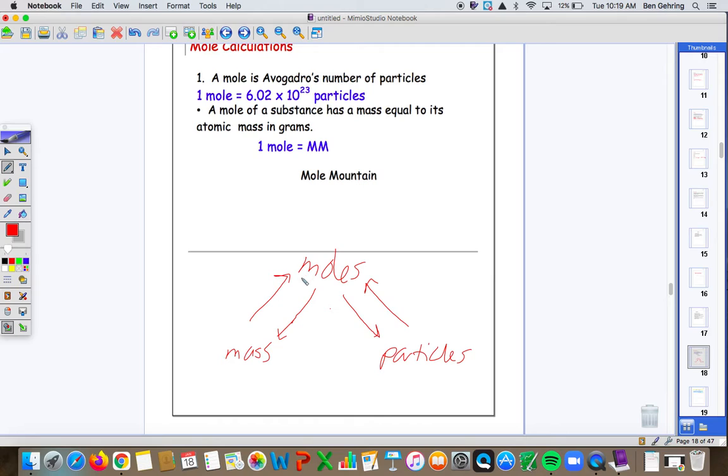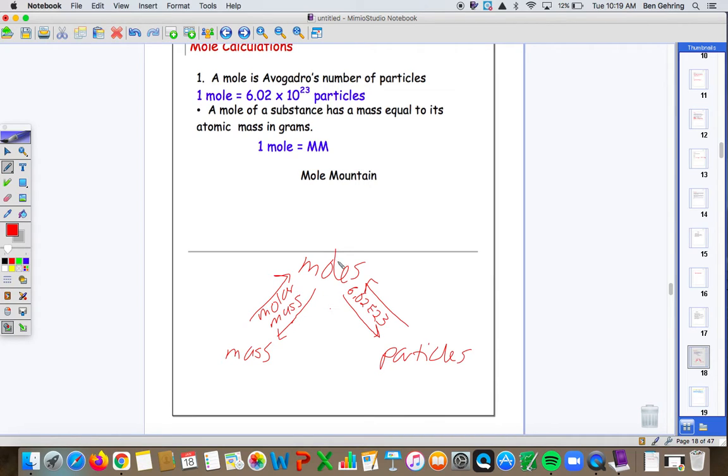To go from mass to moles, again, we have to use, as we learned in the last video, this thing called molar mass. And so we're going to use molar mass to go from moles to mass or mass to moles. On this side, we're going to use Avogadro's number, which as a reminder is 6.02 times 10 to the 23rd particles.